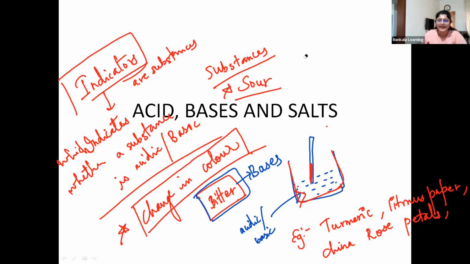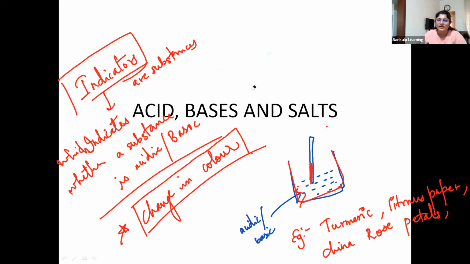Next, leave one line and write indicators. Indicators are substances which indicate whether a substance is acidic or basic in nature.